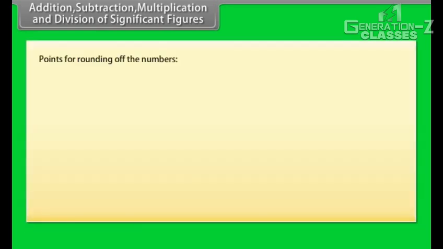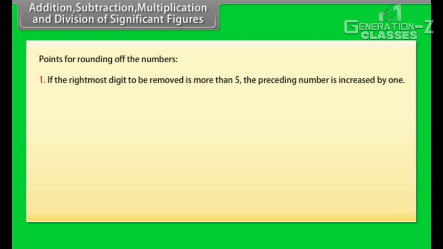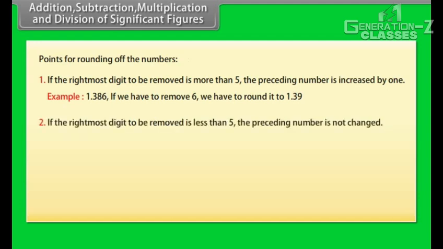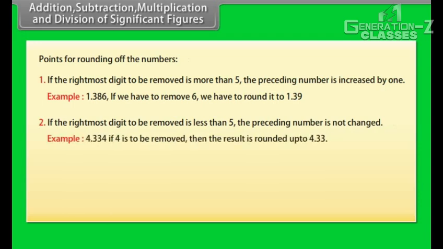Addition, subtraction, multiplication and division of significant figures. Points for rounding of the numbers. 1. If the rightmost digit to be removed is more than 5, the preceding number is increased by 1. Example: 1.386. If we have to remove 6, we have to round it to 1.39. 2. If the rightmost digit to be removed is less than 5, the preceding number is not changed. Example: 4.334. If 4 is to be removed, then the result is rounded to 4.33.